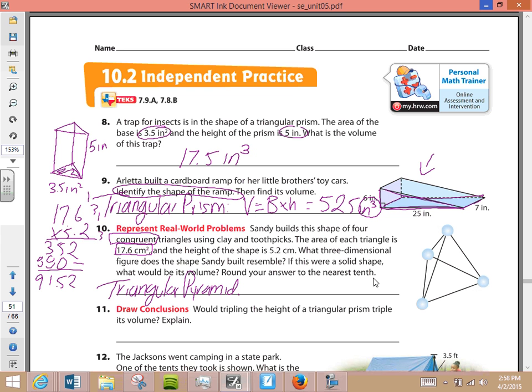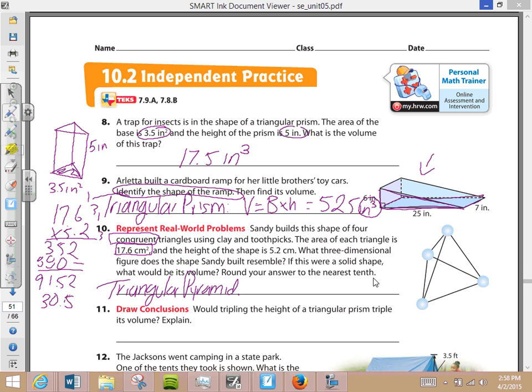Are we done? What do you do? Why? Duh, right? You divide by 3 because it's a pyramid, and you get 30.06 or something like that. Oh yeah, you do. It was 30.506 something. Yeah, that will work because it says to round to the nearest tenth. So what number? Then you have a point.